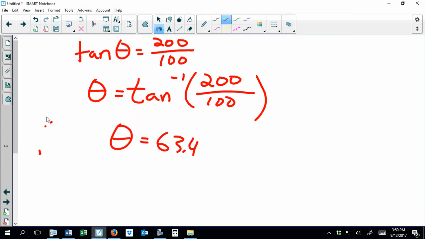So if we are getting an angle, we actually have to do the inverse tangent or the inverse sine or the inverse cosine. When we're trying to find a particular side, we're going to do the opposite. We'll actually use the regular sine, cosine, and tangent, and that will be in the next video.